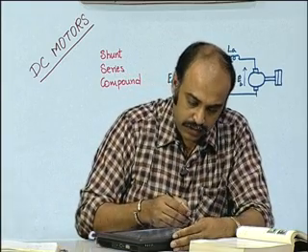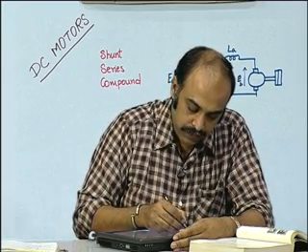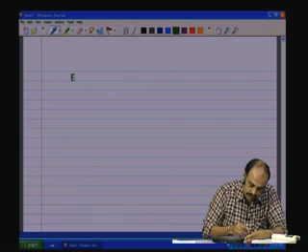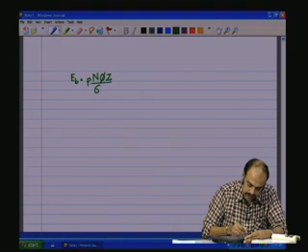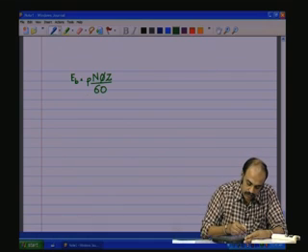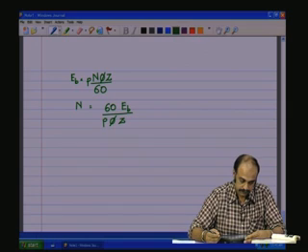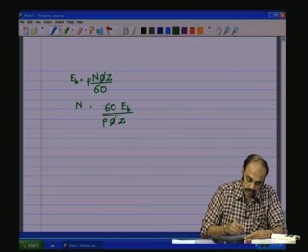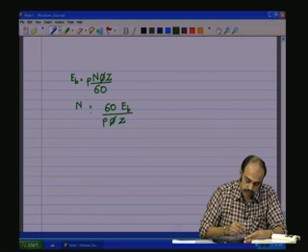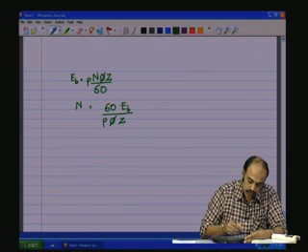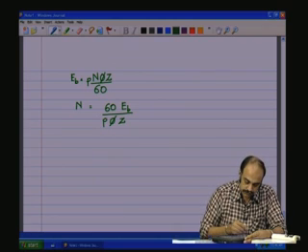So, one point here before we close this session is about the speed. So, we have here EB, which is equal to P N phi Z by 60. Now, N of course is given by 60 into EB divided by P phi Z. This would be the speed of rotation. So, we use this equation to obtain the speed of rotation of the given motor.